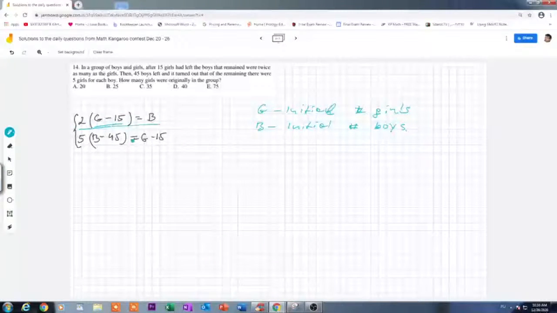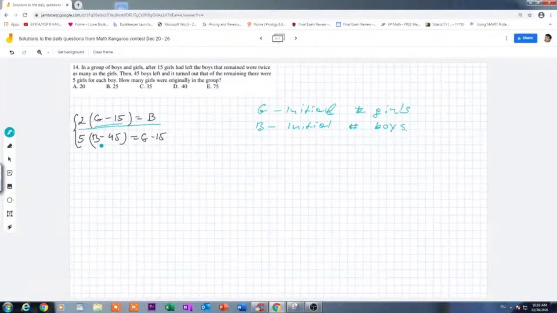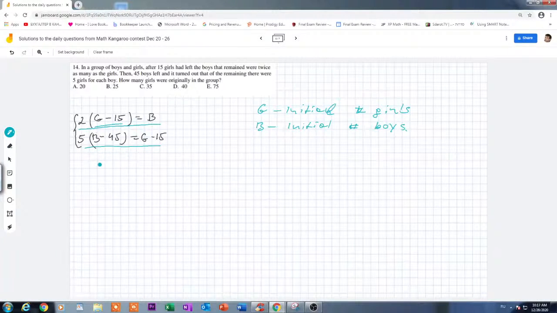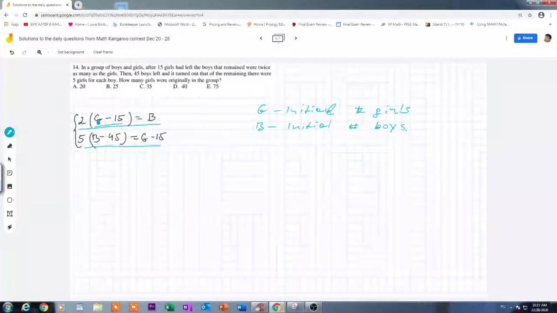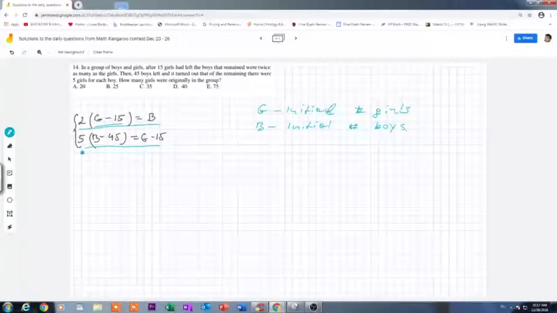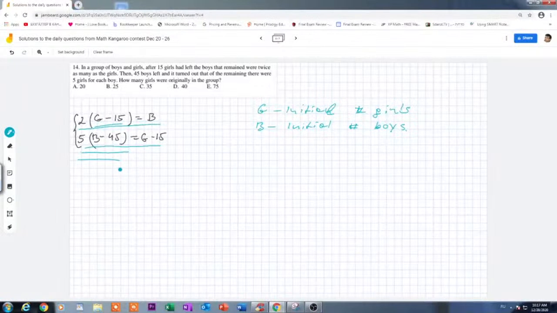And then second scenario, then 45 boys left, and it turned out that of the remaining, there were 5 girls for each boy, right? So this is the second scenario. And we just need to solve a system of linear equations, right? So we can do it by substitution. Instead of g minus 15 in the first equation, we're going to substitute the left-hand side of the second equation.